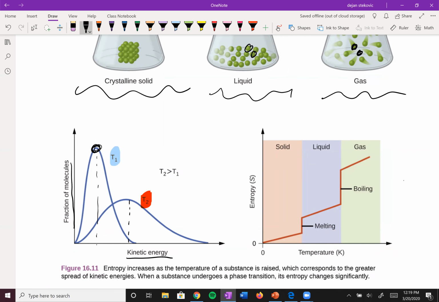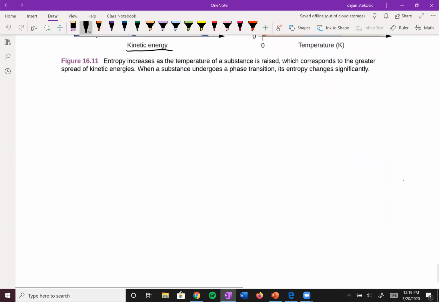So when you increase temperature, you increase the amount of entropy. When you have a phase transition, you increase the amount of entropy as well.